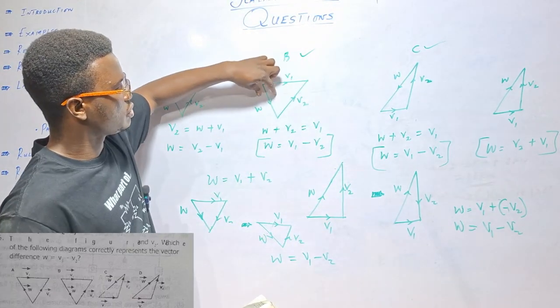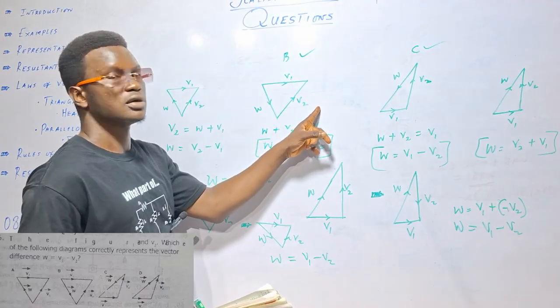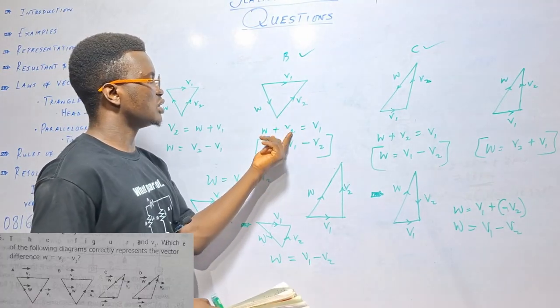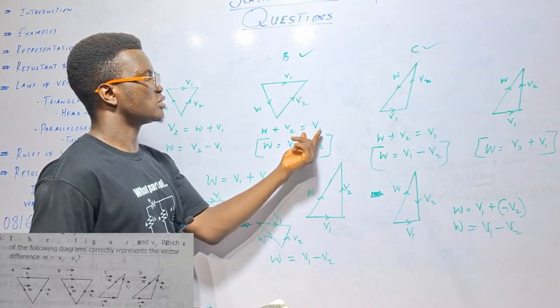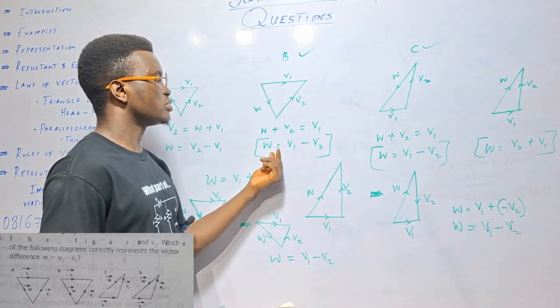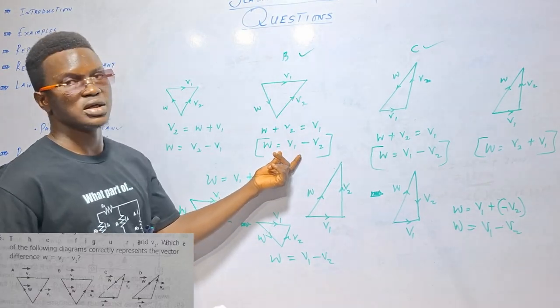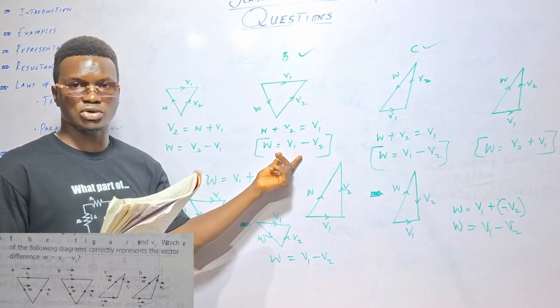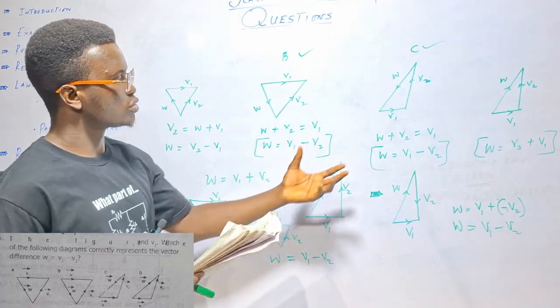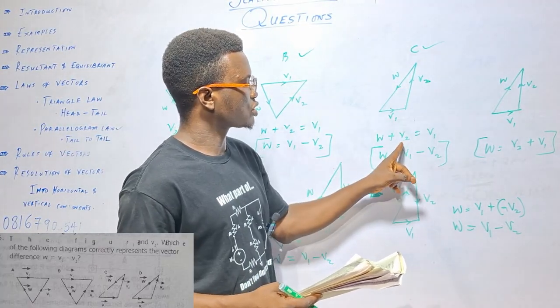From this diagram, W plus V2 will be equal to V1, because W and V2 are moving in the same direction, then V1 is opposite. So at the end of the day, you take V2 to the other side, you're going to get W equals V1 minus V2. So this diagram actually proves that this thing is correct. The other one too, same thing. V2 and V1 are moving in the same direction.